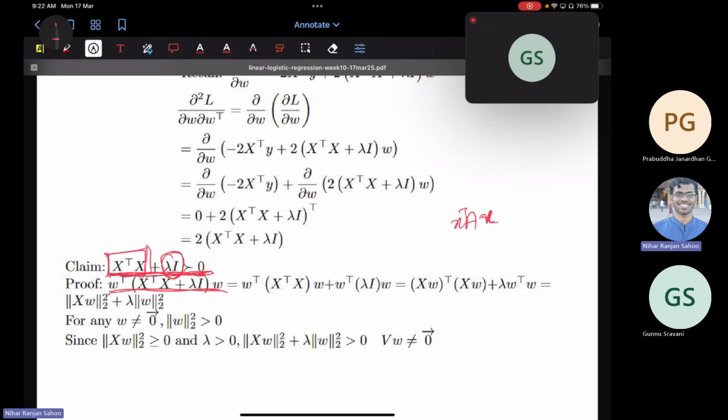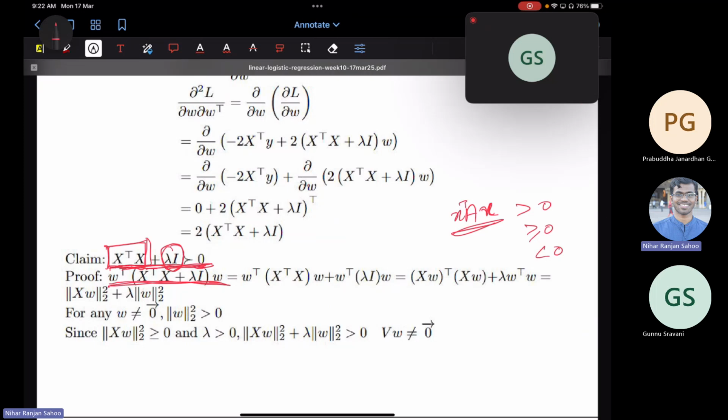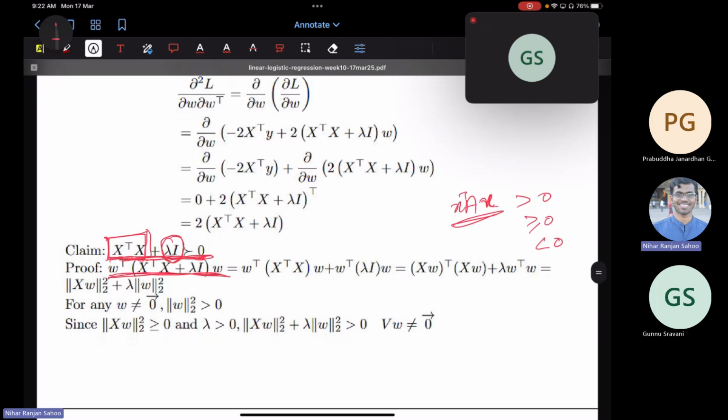If you apply the quadratic form and see if it is greater than 0, greater than or equal to 0, or less than 0, from this you get to know whether it is PD, PSD, ND or NSD. ND and NSD are negative definite or negative semi-definite, right? So once you apply this quadratic form, here it is W transpose (X transpose X plus lambda I) W. You open this multiplication.